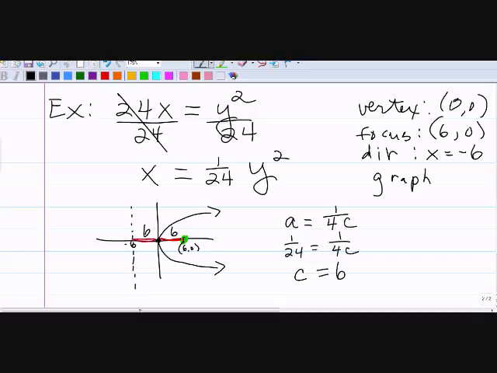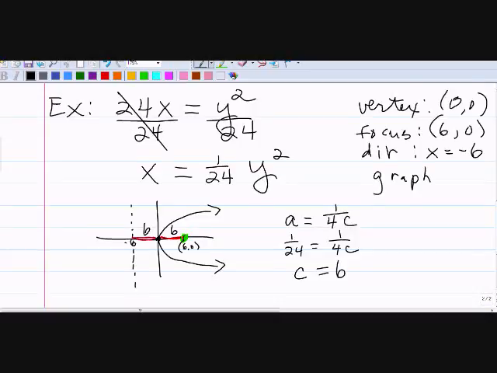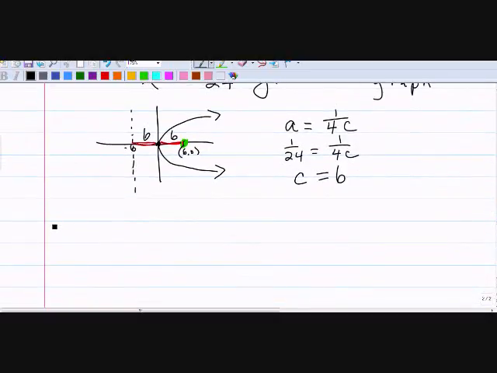Now let's try one a little harder. Ready for one a little harder? Okay. And then we'll get to the fancy hardest one of all.